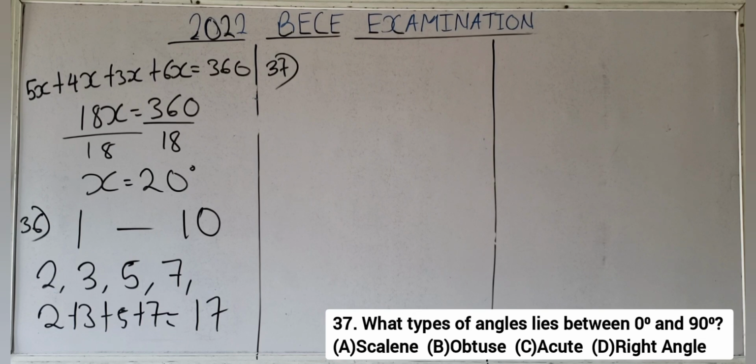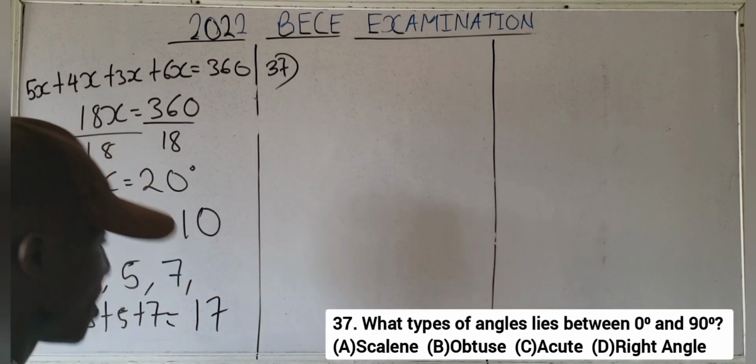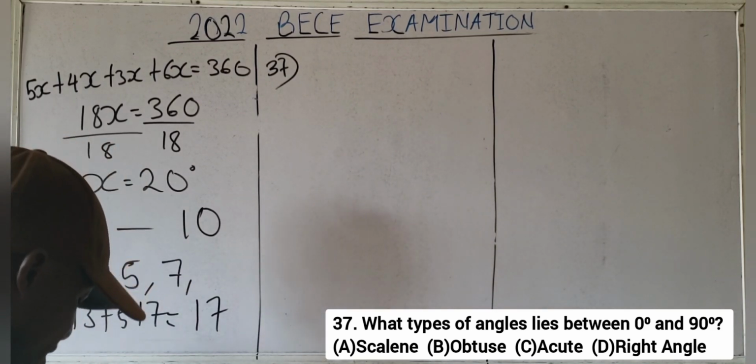Okay. Please, I want to check something here. Okay, I've seen the question. The options there are A, scaling angle, B, obtuse angle, C, acute angle, D, right angle. The correct option to that question is acute angle. You understand? Okay.